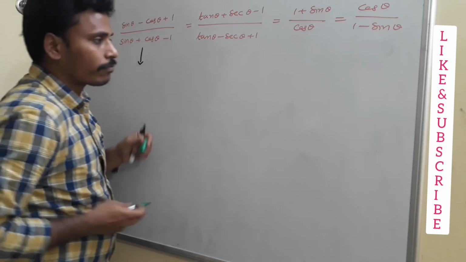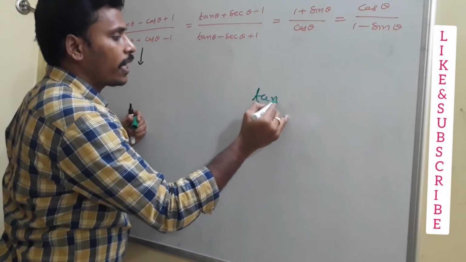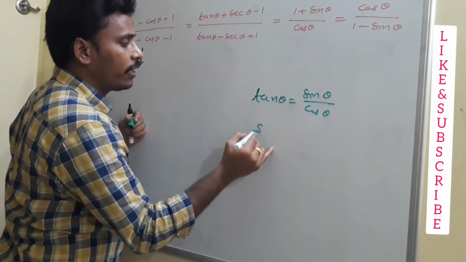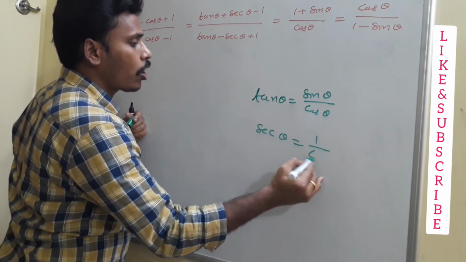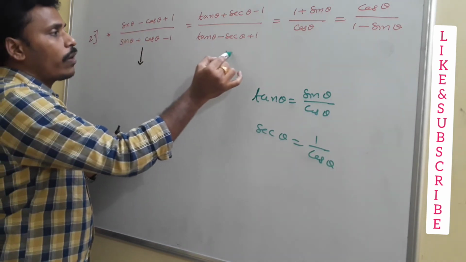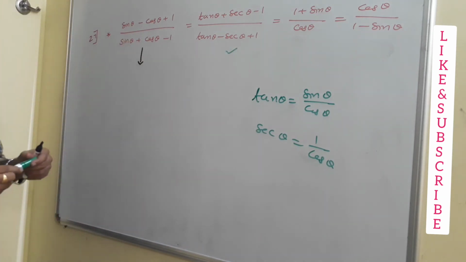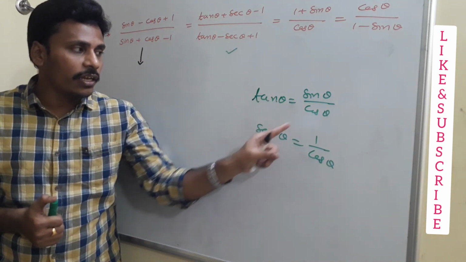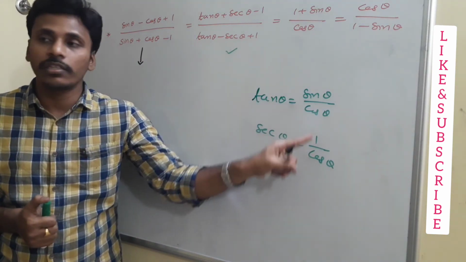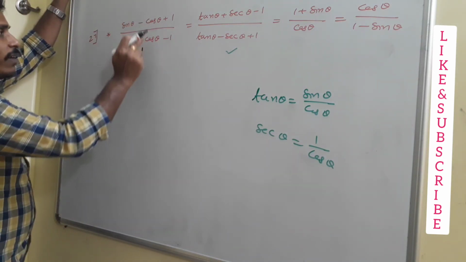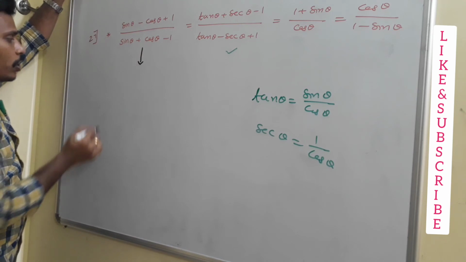Tan theta, what is it? Sin theta by cos theta. Secant theta, what is it? 1 by cos theta. The given problem is in terms of sin and cos, and the required one is in terms of secant and tan. So that's why I think about tan and secant. For tan and secant, in the result there is cos theta in the denominator. That's why, with that idea in my mind, I will divide both the numerator and denominator by cos theta.